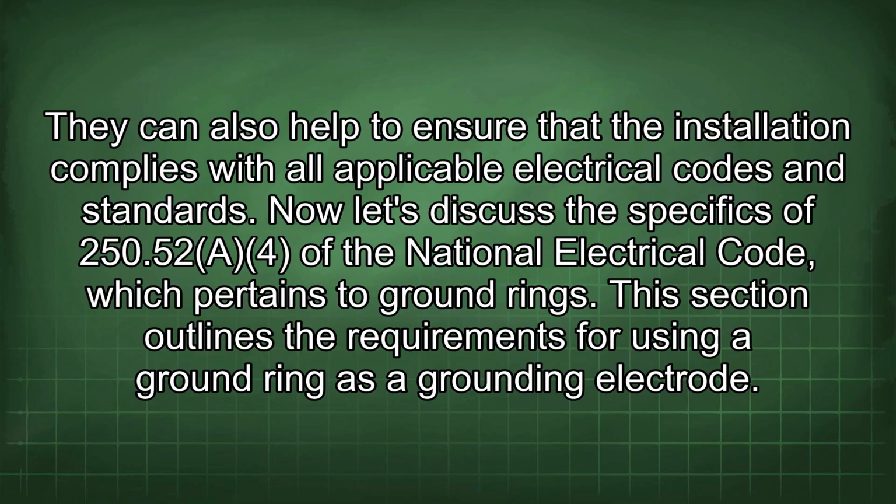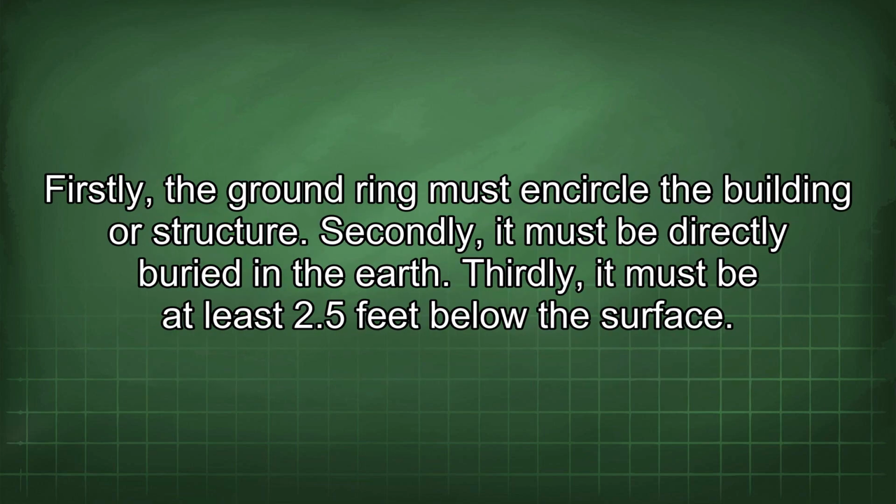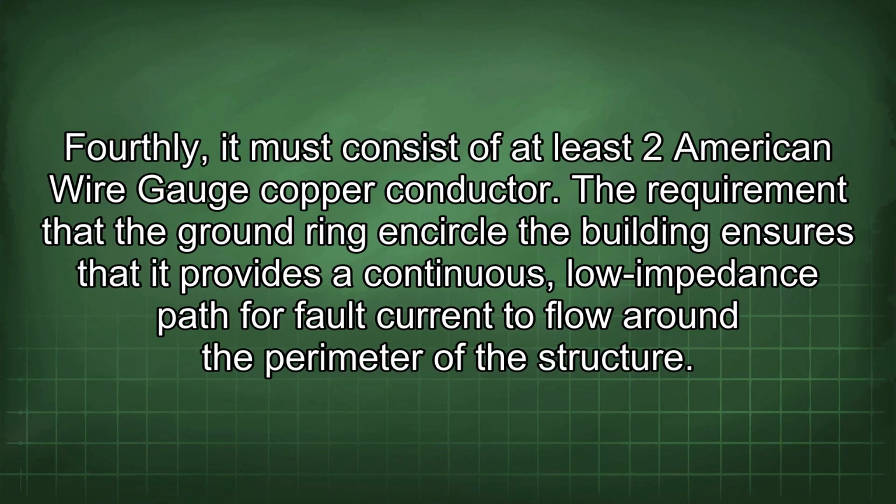Now let's discuss the specifics of 250.52(F)(R) of the National Electrical Code, which pertains to ground rings. This section outlines the requirements for using a ground ring as a grounding electrode. Firstly, the ground ring must encircle the building or structure. Secondly, it must be directly buried in the earth. Thirdly, it must be at least 2.5 feet below the surface. Fourthly, it must consist of at least 2 American wire gauge copper conductor.